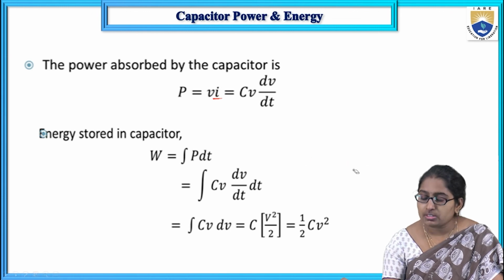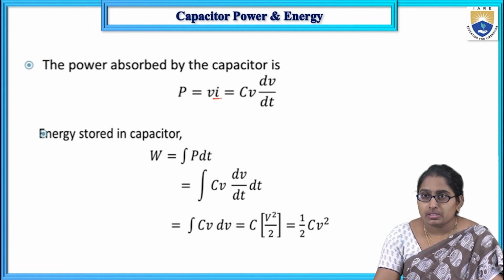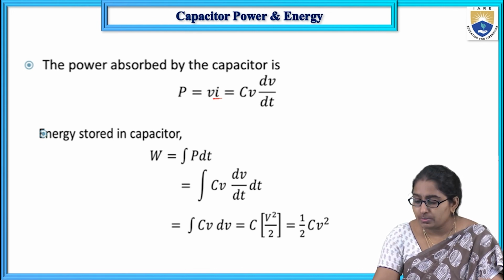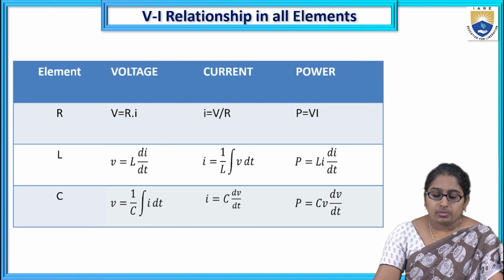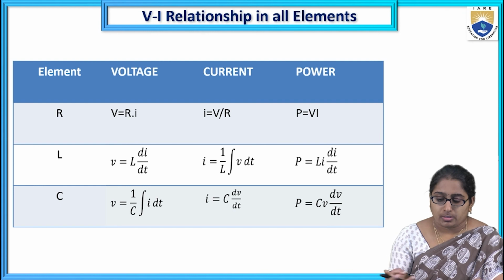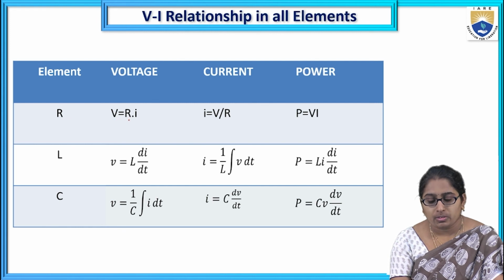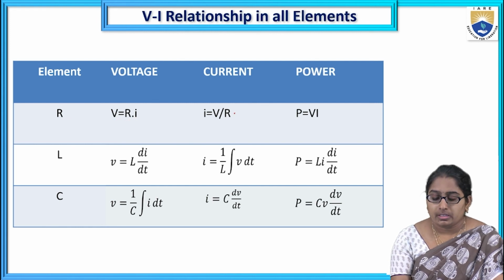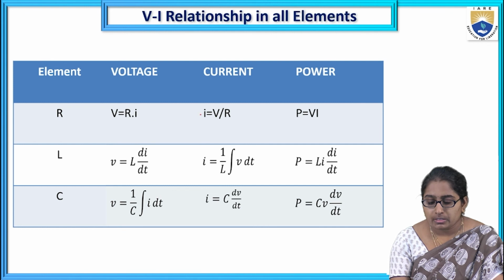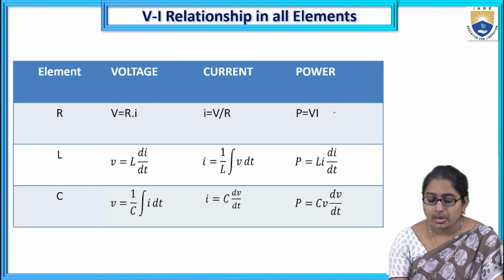So with this we finish the VA relationships in passive elements, the voltage-current relationships. Once again it is shown in a table. In the case of R, we know directly from Ohm's law, V equal to R I. Then I is written as V by R. And what is the power equation in the case of a resistor? V into I.